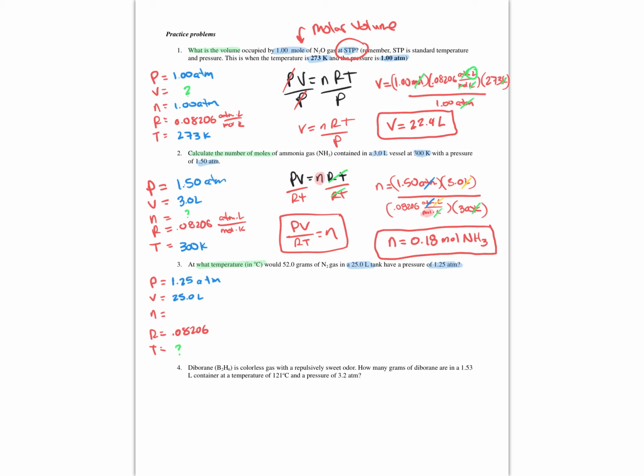So again, we're going to organize our thoughts, and we're trying to find what is the temperature in Celsius of 52 grams of nitrogen gas in a 25.0 liter tank with a pressure of 1.25 atm. Well, in this situation, we're not given moles directly, but we can find moles from grams with a little gram to mole conversion.